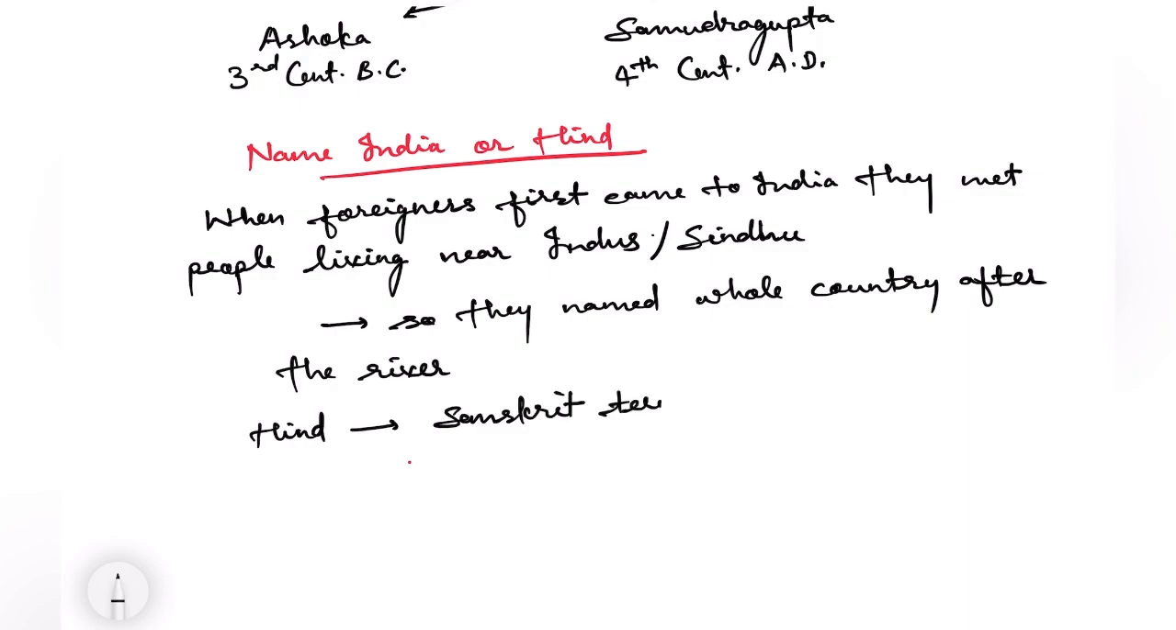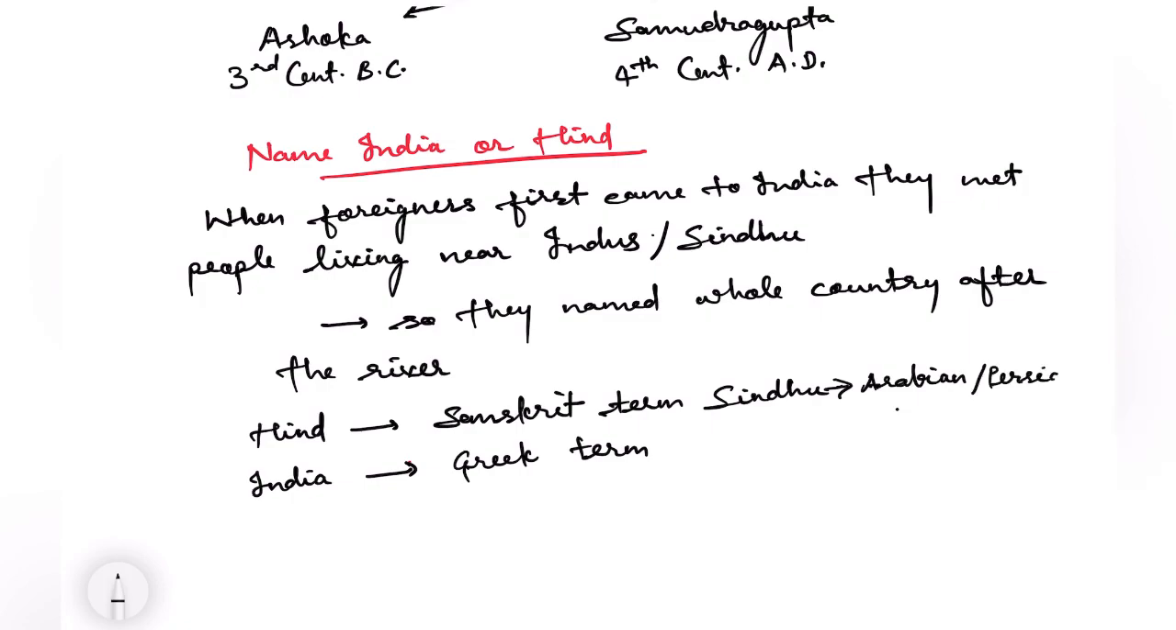This Hindu word is derived from the Sanskrit term Sindhu. So Sindhu was the name of the river, and the Arabians found it difficult to pronounce, so they named it Hind. And the word India is derived from the Greek term Indike. So Greeks gave the name India, and Persians and Arabians gave the name Hind. So the Hind word is derived from the Persian term, whereas India is a Greek term.